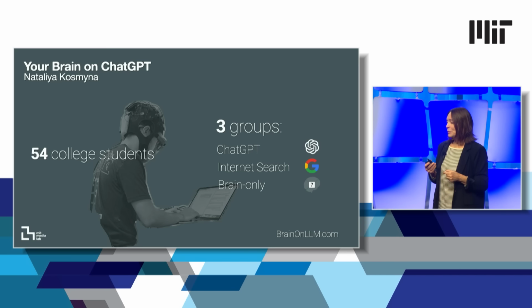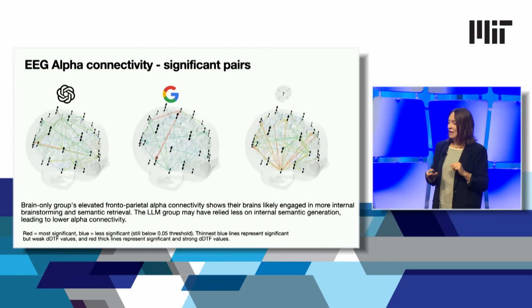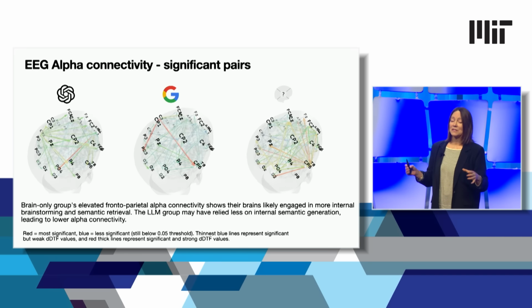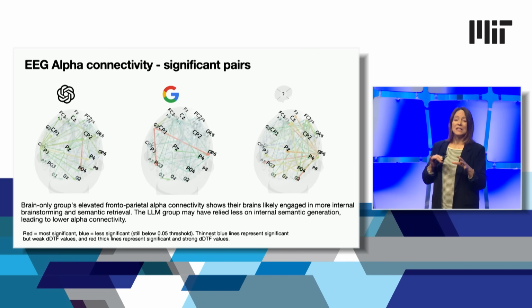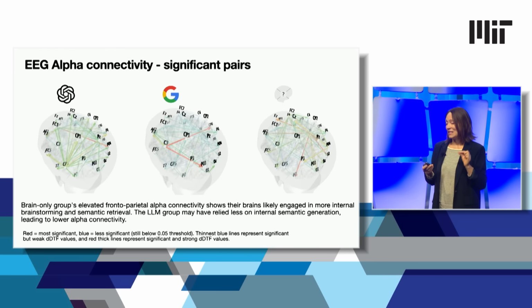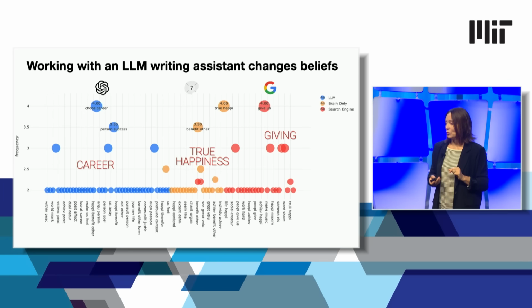Learning and skill development. We did a study with 54 college students where we monitored brain activity while they were writing an essay on an SAT topic, actually. And we had 3 groups. One group used ChatGPT, another group just search, and the third group had to work by themselves. What we noticed in the EEG patterns were striking differences, a lot more connectivity and activity in the brains of the people that did not have the ChatGPT tool.